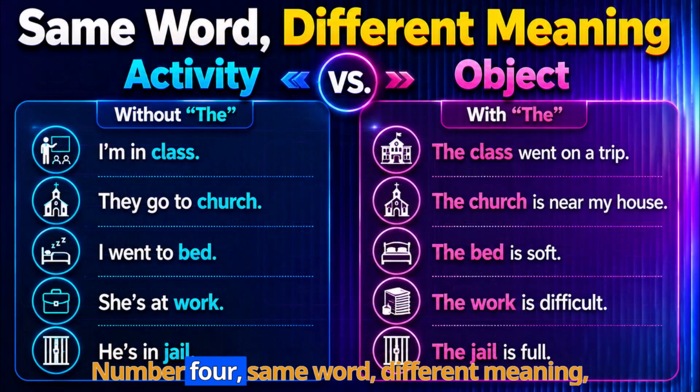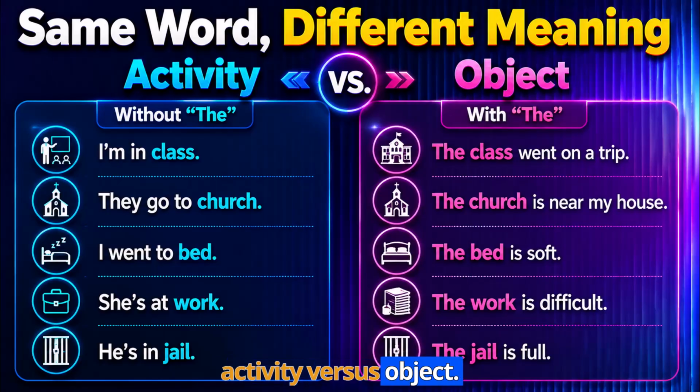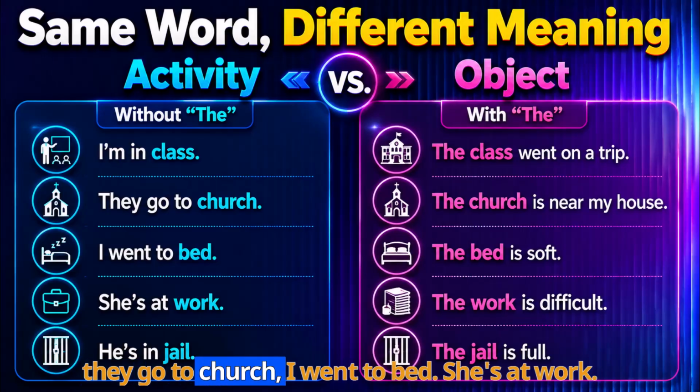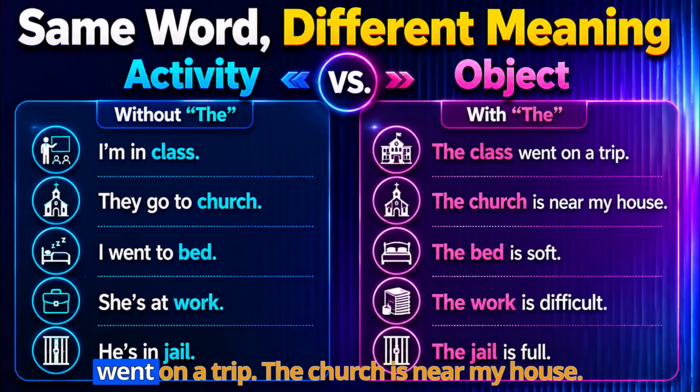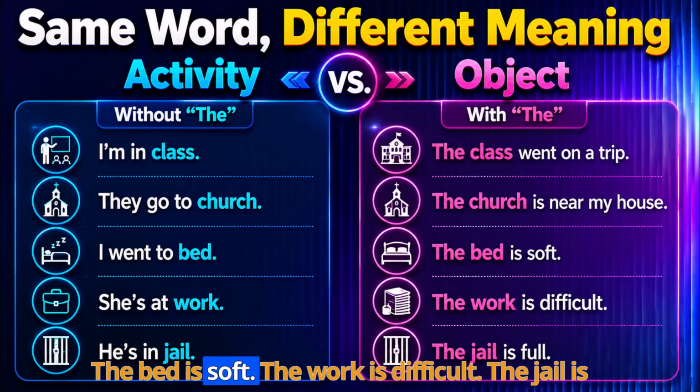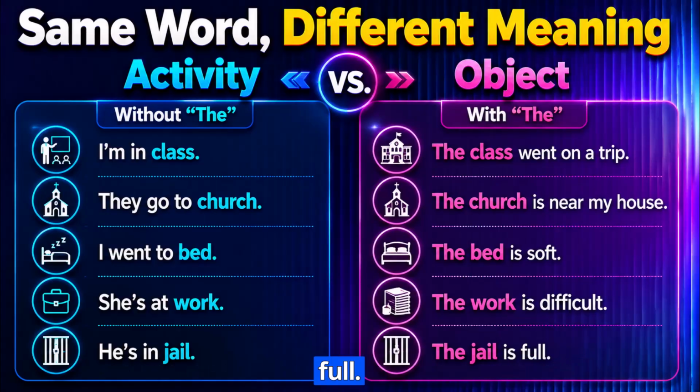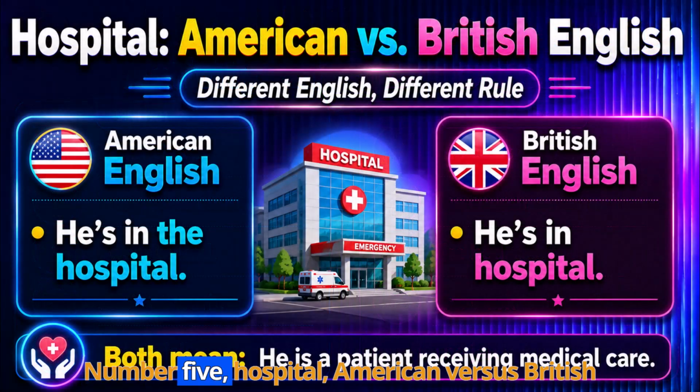Number 4. Same word, different meaning. Activity versus object. Without "the": I'm in class. They go to church. I went to bed. She's at work. He's in jail. With "the": The class went on a trip. The church is near my house. The bed is soft. The work is difficult. The jail is full.